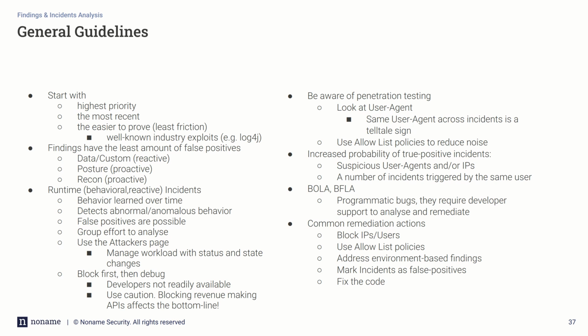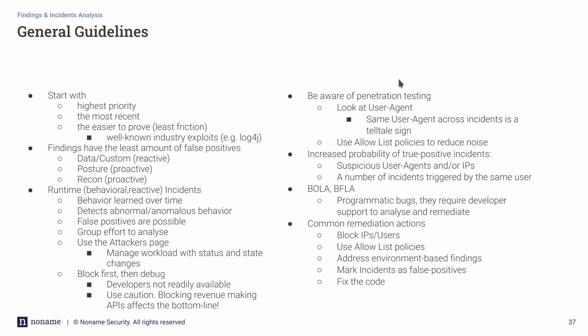But you've got to be careful. If you block a user to an API and that user is managing your revenue-making API, you're in trouble. Maybe an airline's ticketing system. If you block that particular user, you cannot provision tickets, your revenue goes down, so that's more damage than good. So be careful. Yes, block first, then debug, but always use caution.